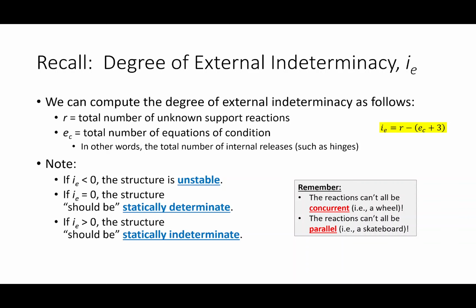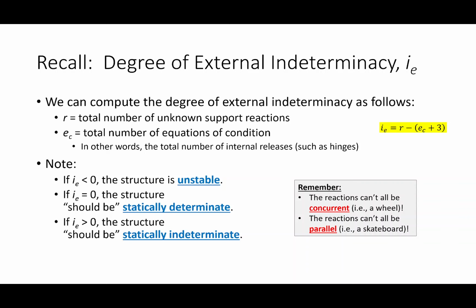Because remember, if you had a beam that had 6 or 7 roller supports, you're going to get a positive value of I sub E, but it's essentially a skateboard. You apply a lateral load, it freely displaces, and it does not resist that, right? We've already done this a while back, so this is all should be relatively familiar. Everybody good with this? Okay.